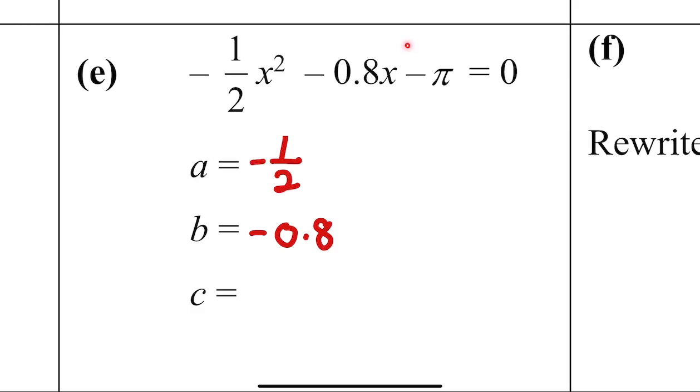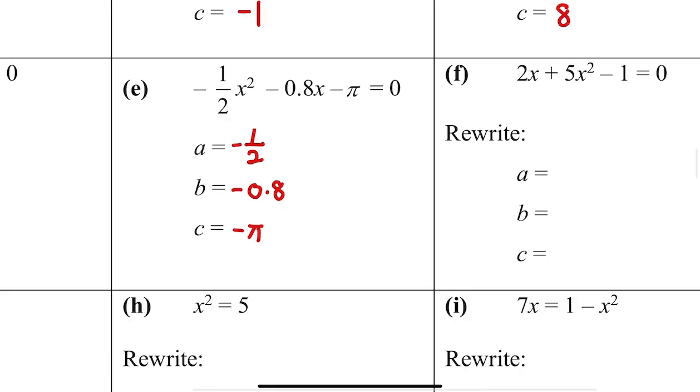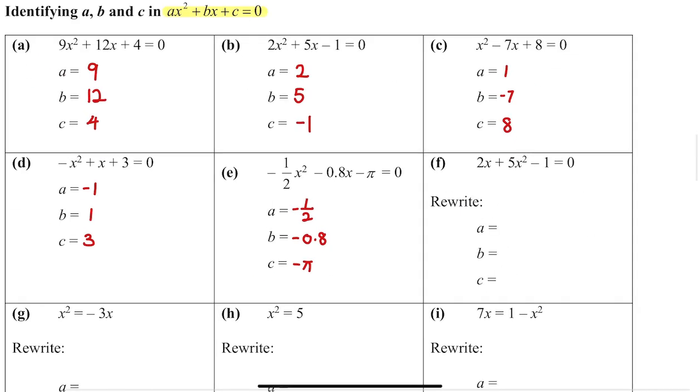And C is your constant term over here, the term which doesn't have any x multiplied to it. So in this case here, your C is negative pi. Okay, so quite simple examples. So now let's look at part F.